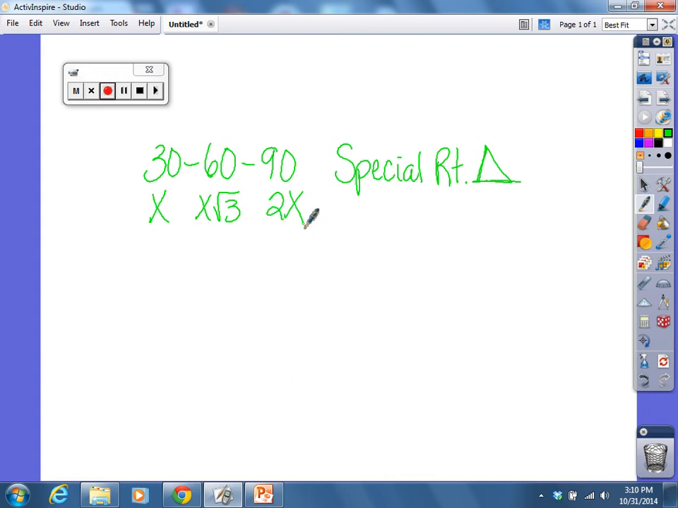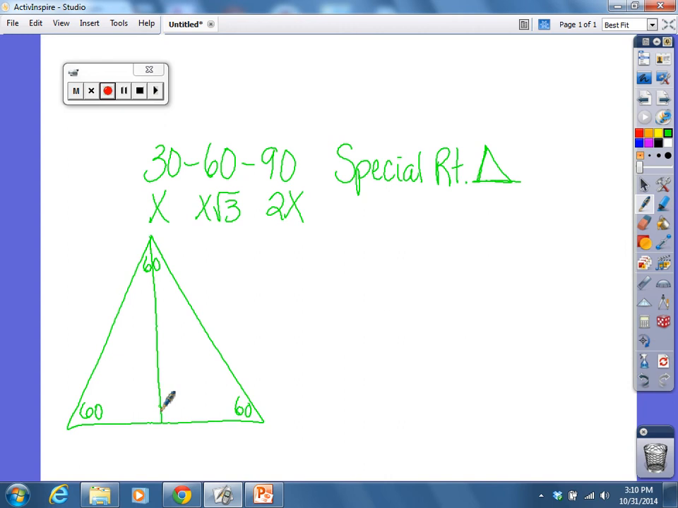Now this particular triangle is created from an equilateral triangle where all angles are the same. And if you take and drop an altitude, that means you split that top angle in half and they become 30 and 30. So this is where the 30, 60, 90 triangle comes from. So with special right triangles, 30, 60, 90, equilateral is important.